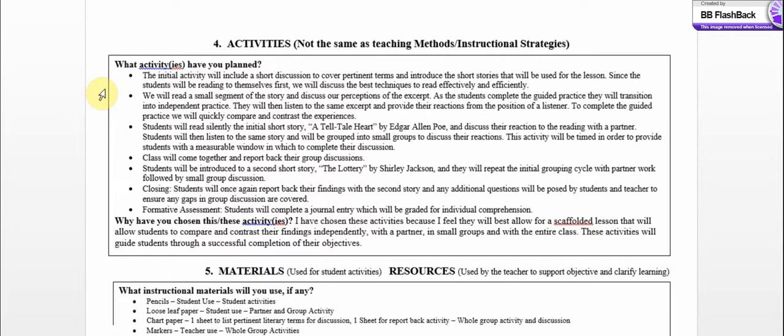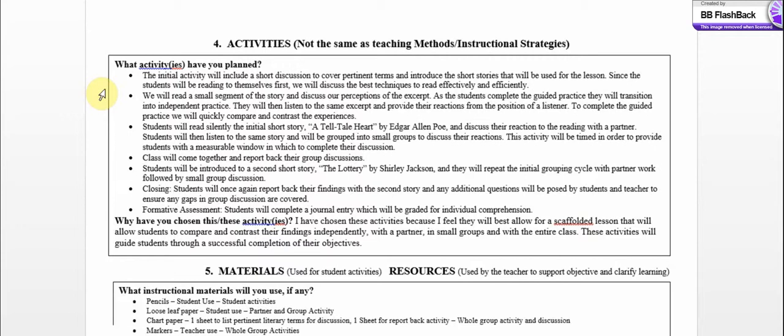As the students complete the guided practice, they will transition into independent practice. They will then listen to the same excerpt and provide their reactions from the position of a listener. To complete the guided practice, we will quickly compare and contrast the experiences. This will conclude the portion of modeling. They'll be able to experience what they will need to be discussing from the perspective of the class doing it as a whole.